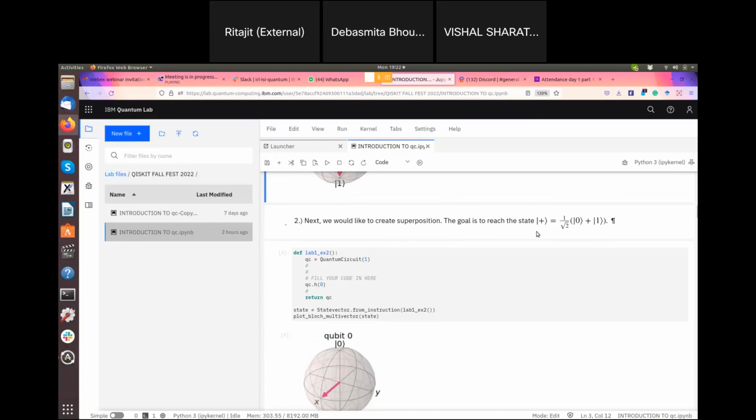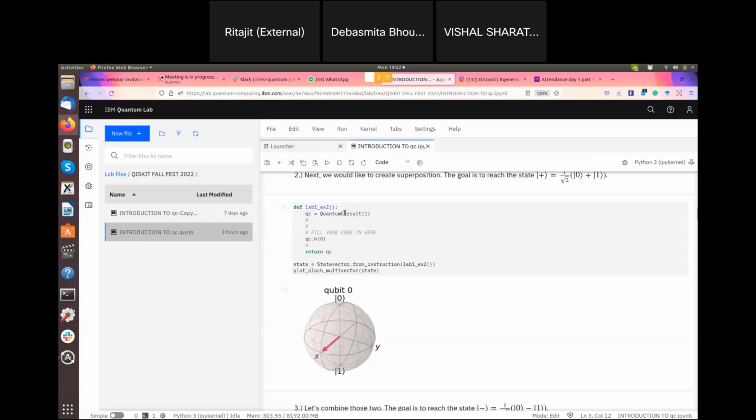So how to create this kind of state, the plus state? Again, we take a single qubit with a quantum circuit with parameter 1. So you created a bit, and this qubit is initialized to 0 by default. Now we put the Hadamard gate, QC dot H bracket 0. For the NOT gate, we have written dot X. For the Hadamard gate, you have written dot H. And all things are the same. And you can see that 0 was the upward direction, and now this superposition is somewhere between 0 and 1.